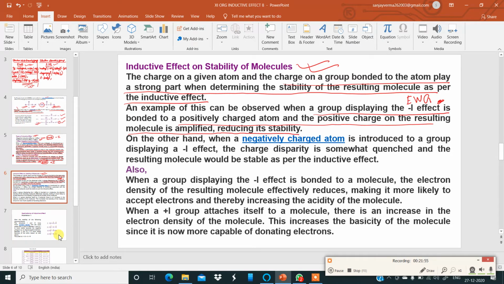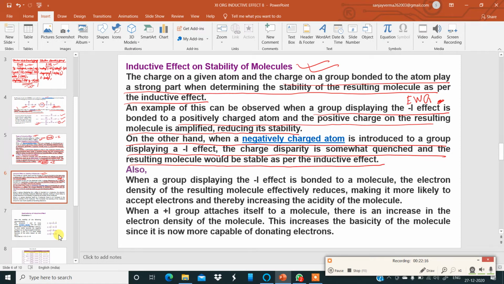So here what is happening? Because of the minus I effect, there is a reduction in stability. On the other hand, when a negatively charged atom is introduced to a group displaying a minus I effect, the charge disparity is somewhat quenched and the resulting molecule would be stable as per the inductive effect.